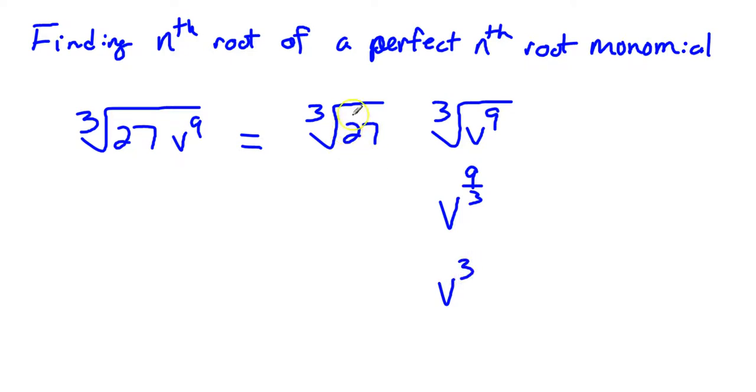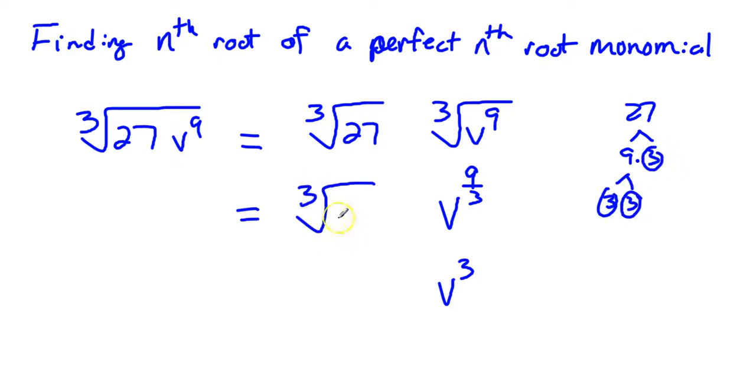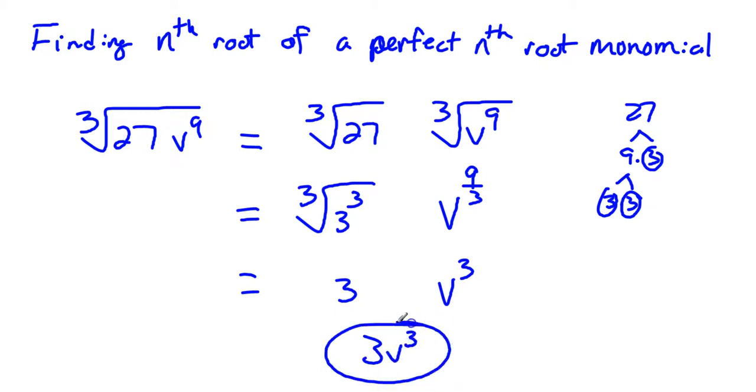For 27, again, if you use your calculator, if you got the third root button, do the third root of 27. They also want you to think about that if you did 27, that's 9 times 3, which is 3 times 3 times 3. So the third root of 27 would be 3 to the third. So those third root and third powers would cancel, which would eventually just get you 3. So the final answer you're looking for would be 3v to the third.